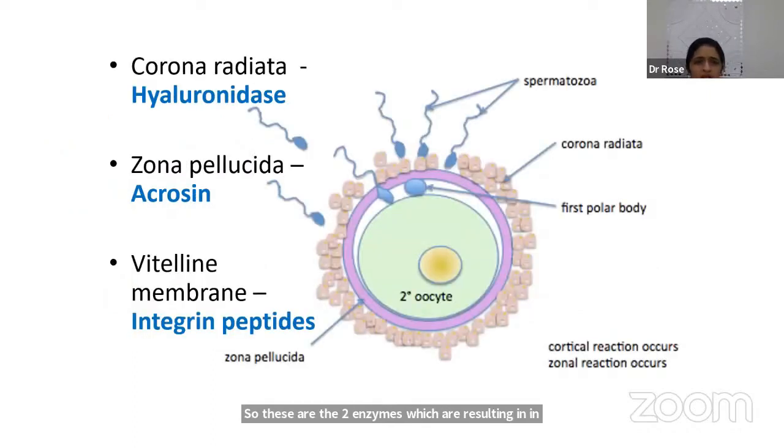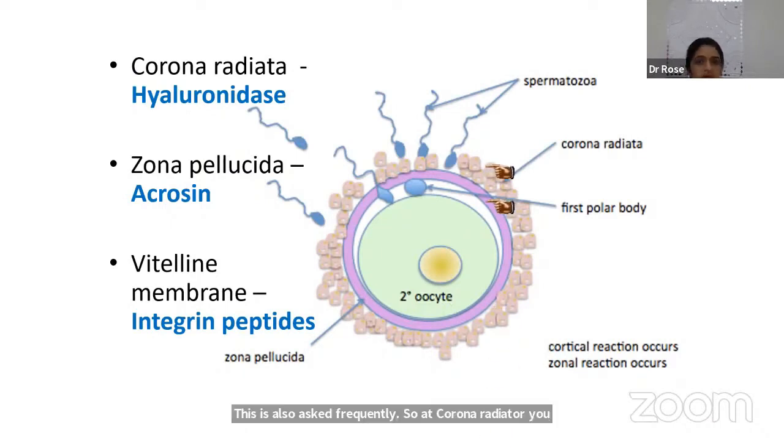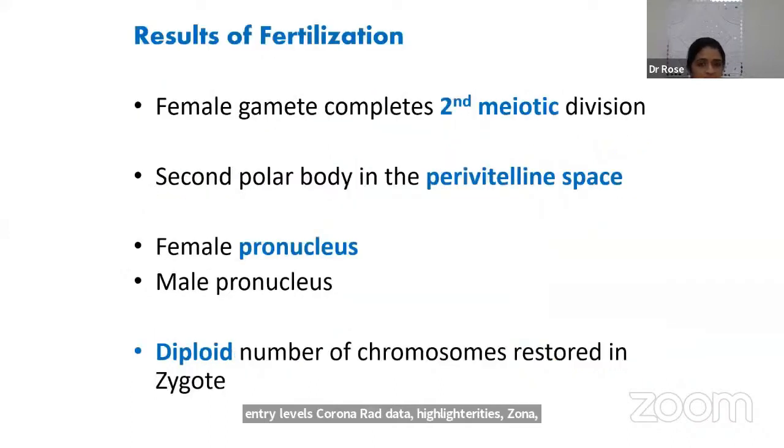Now you can see which are the agents, the chemicals, acting at each level. This is also asked frequently. At the corona radiata, you have hyaluronidase. At the zona pellucida, you have acrosin. And at the vitelline membrane, you have integrin peptides. This you have to keep in mind: corona radiata, hyaluronidase; zona pellucida, acrosin; and vitelline membrane, integrin peptides.